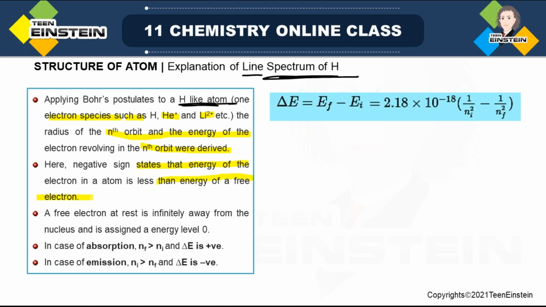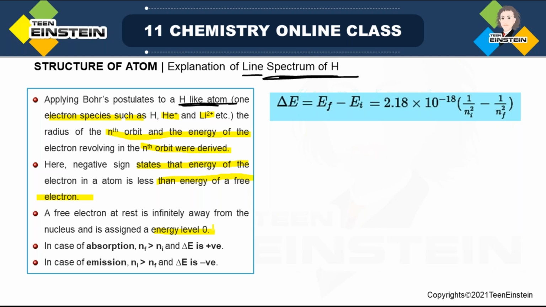A free electron means one which is not revolving around the nucleus. Suppose it is somewhere in infinity. Compared to that, the energy of the electron when it is present in the atom, revolving around the nucleus, is obviously less, so that is why there is a negative sign. Now a free electron at rest is infinitely away from the nucleus. So it will have energy level 0 because it is at infinity. Sometimes it can also be written as n infinity.